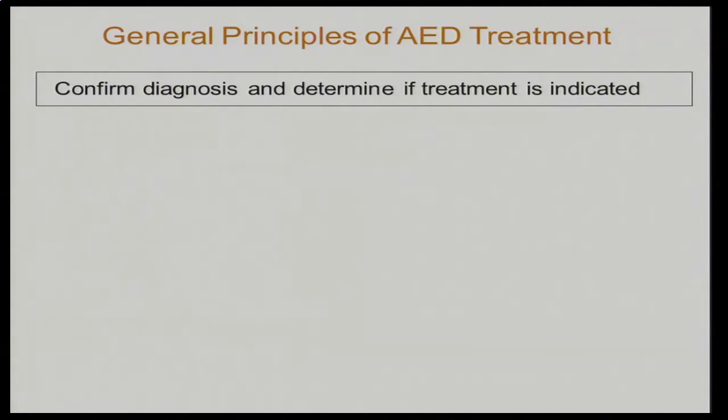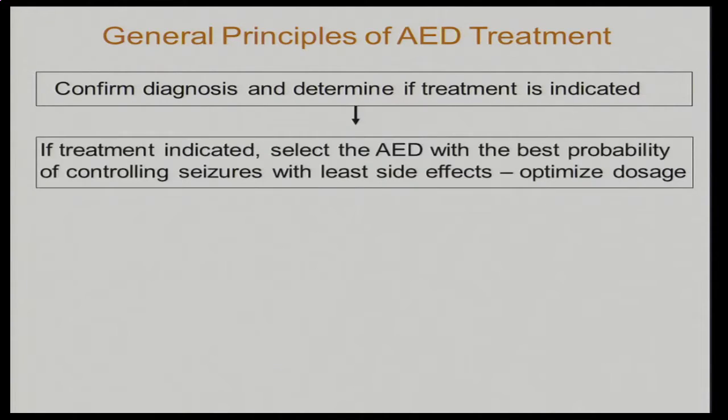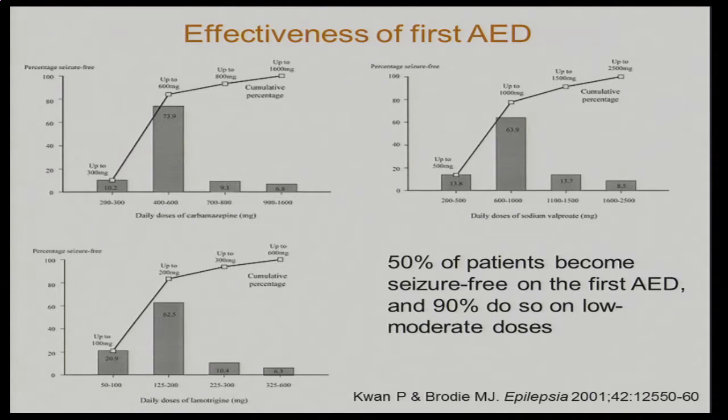What are the general principles of anti-epileptic drug therapy? Again, I sound like a broken record, but it's important to emphasize that you need to confirm the diagnosis first and then determine if treatment is indicated. If treatment is indicated, you need to select the anti-epileptic drug with the best probability of controlling seizures with the least side effects. And it's important to optimize dosage. It's important, I cannot stress this enough, to take into consideration the characteristics of the individual patient and his or her preferences.